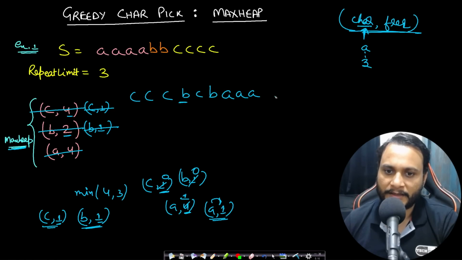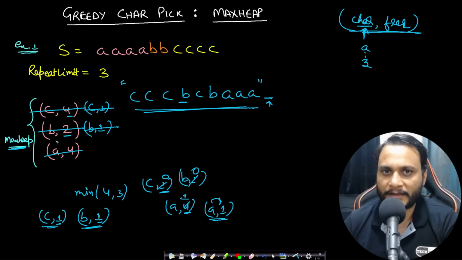Now I will check that I will have to put something else so that again I can restart putting A's, but the heap is empty. That means there is nothing else except for A, and that is why I have to stop here, and this is my result. Okay, so I hope you have got the entire approach.